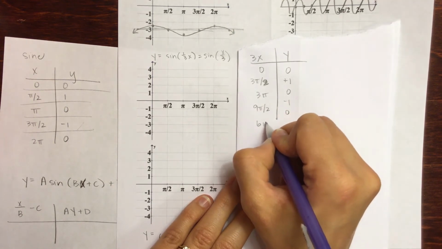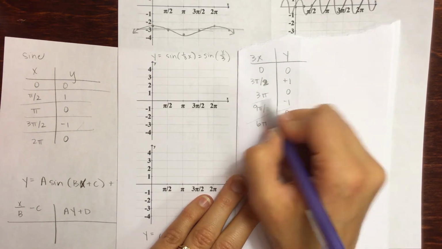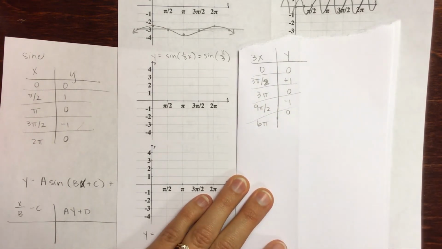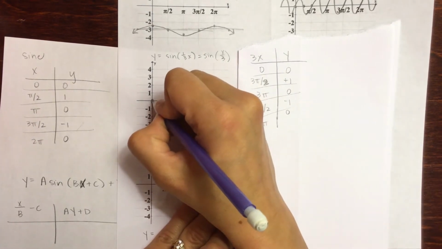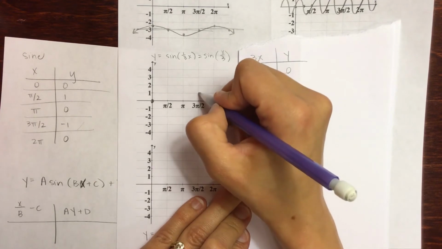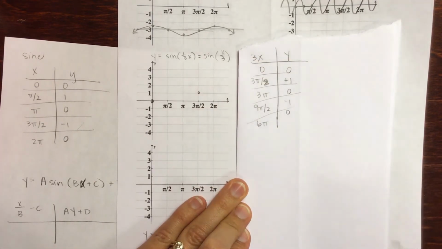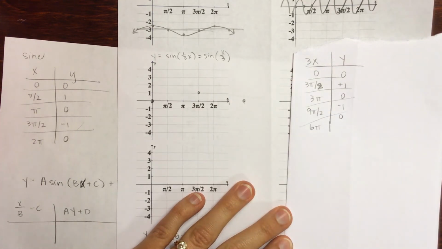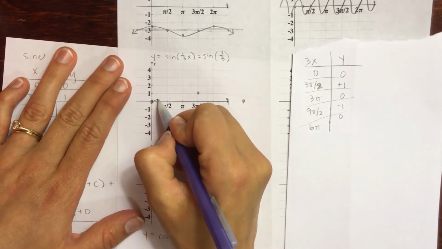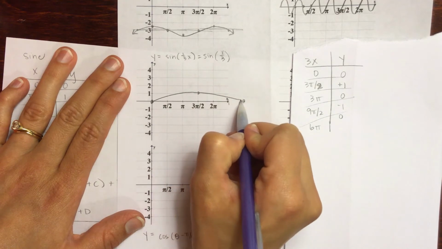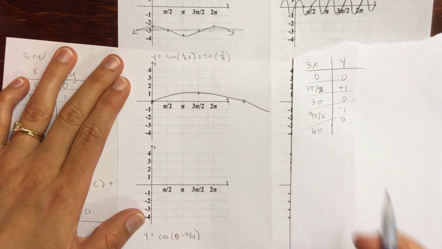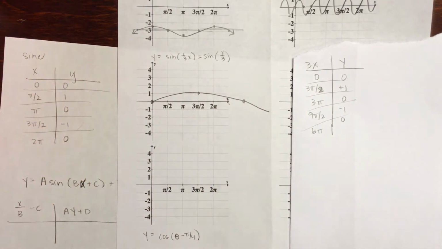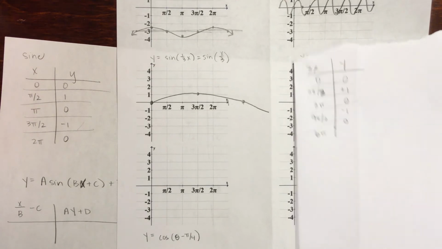This is definitely not going to fit on our graph, but it's okay. We'll get the picture. Okay, so 0, 0. 3 pi over 2, 1. 3 pi would be somewhere out here. Okay, so we only have room for like half of our graph here. But that's what it is. It's so widely stretched out that it doesn't even really fit on this. But you get the idea, I hope.